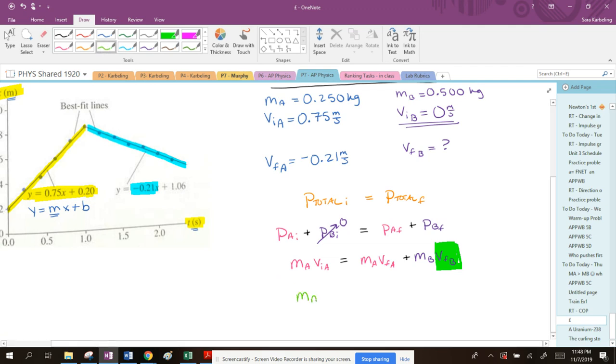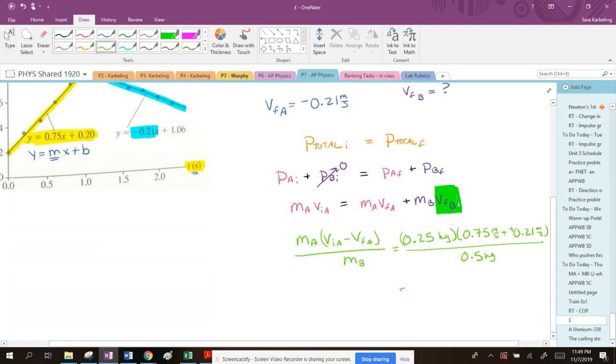So I've got M_A V_iA, and I could subtract off my V_fA, because we're just going to move that over, and then divide that by the mass for B. From that, we should be able to figure out pretty efficiently what that velocity is. So let's plug in some numbers. We've got 0.25 kilograms, and a change in speed, initial minus final. So we've got 0.75 meters per second minus a negative 0.21 meters per second. Minus a negative is like plus a positive. Then we're going to divide that by 0.5 kilograms.